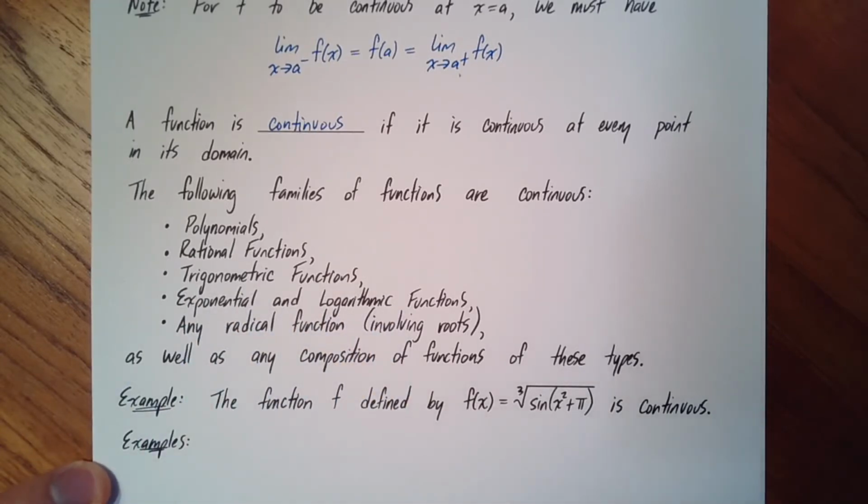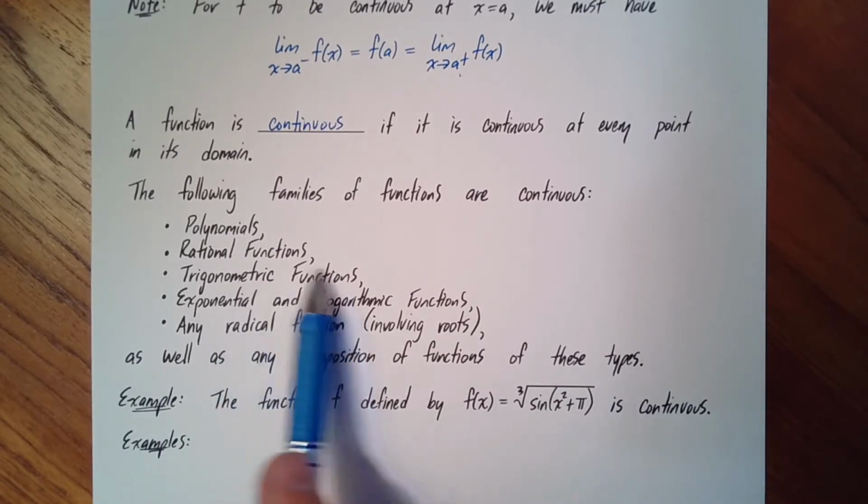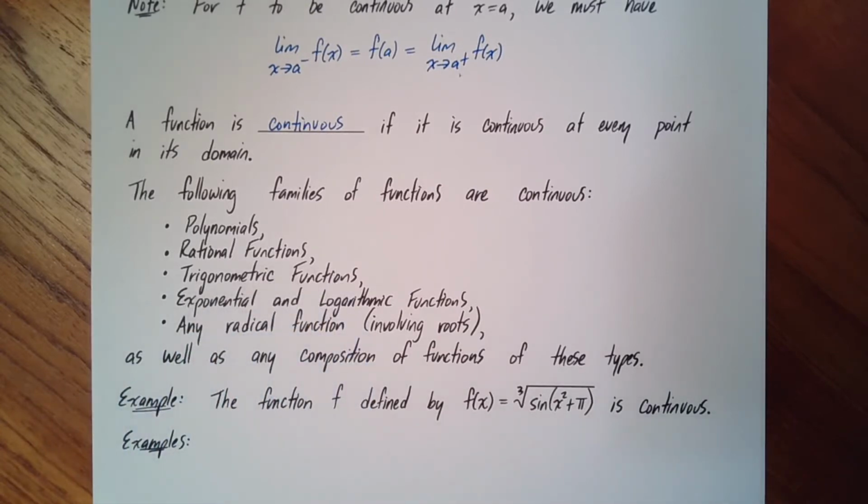Sine and cos are defined everywhere, so they're continuous everywhere. Tan, you have to watch out because there are vertical asymptotes at pi over 2, and similarly at pi over 2 plus any multiple of pi. So there are places where tan is not defined, but everywhere it is defined, it's going to be continuous at each of those points. So trigonometric functions, sine, cos, tan, cosecant, secant, and cotan, are all continuous on their entire domains.